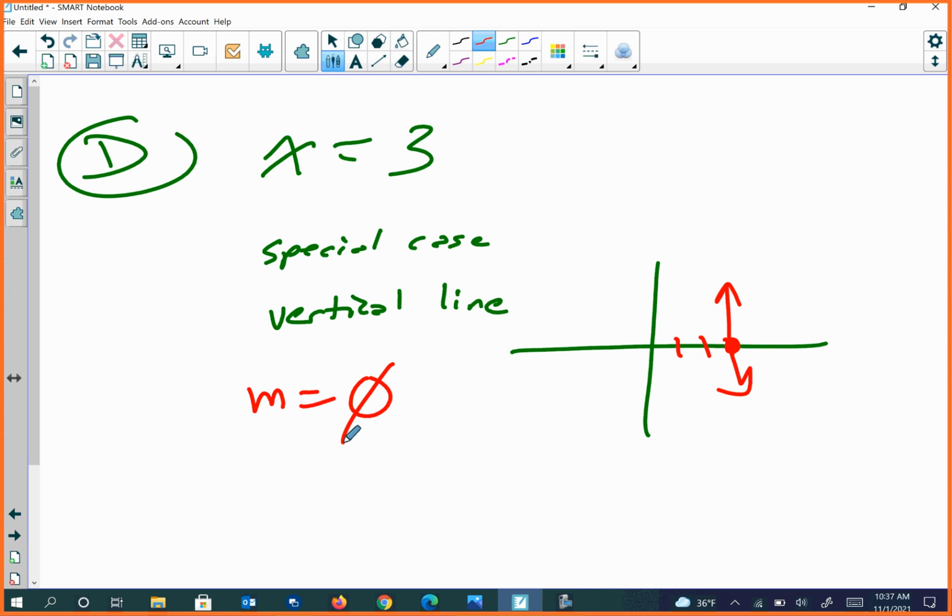Okay, so on the description, you might want to say, hey, this was one of our special cases. Okay, special cases, Y equals a number or X equals a number. There's two different scenarios. So X equals a number becomes a vertical line through that X value. It has an undefined slope.